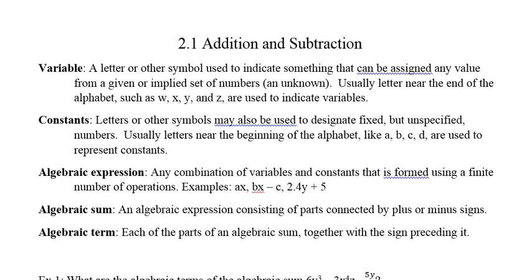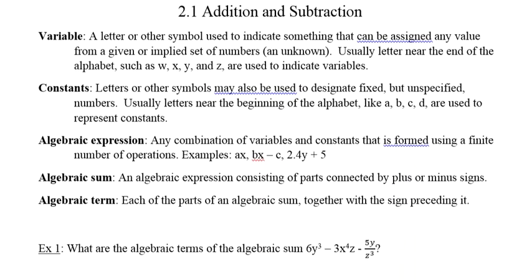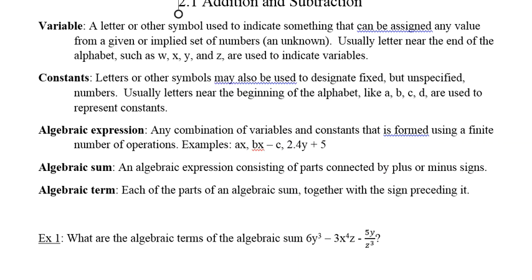I have some definitions written on the page here. So we have a variable, which we usually use a letter or a symbol to represent. A variable is something that we don't know what its value is. We have a constant, which is something that does not change. It has to be some type of number, otherwise it would change.